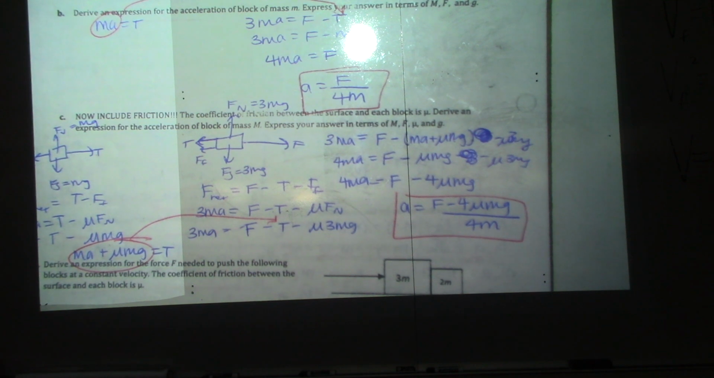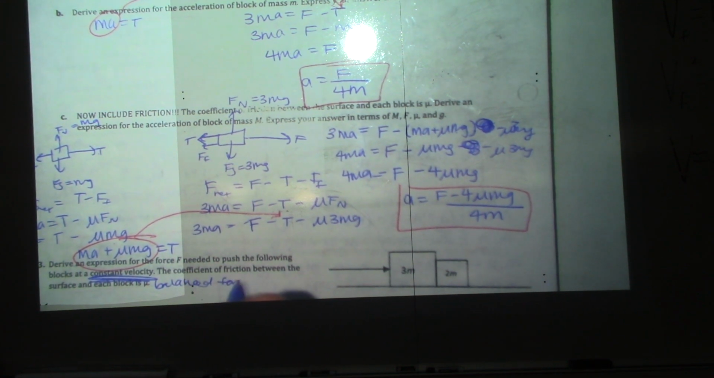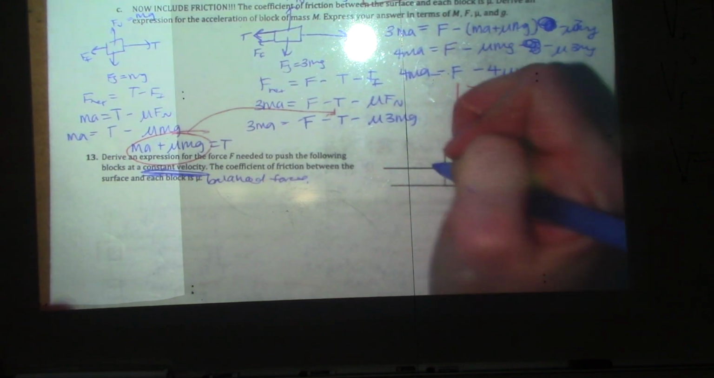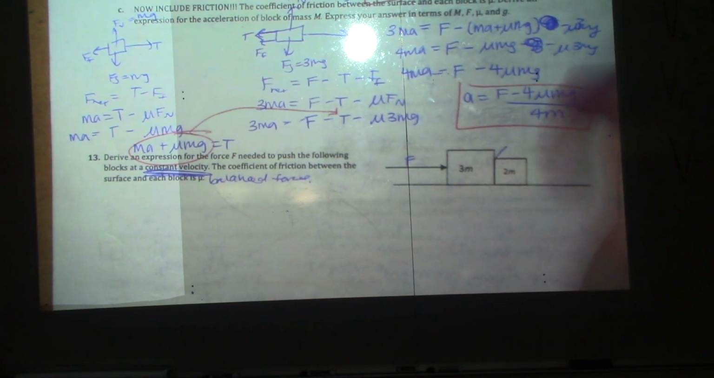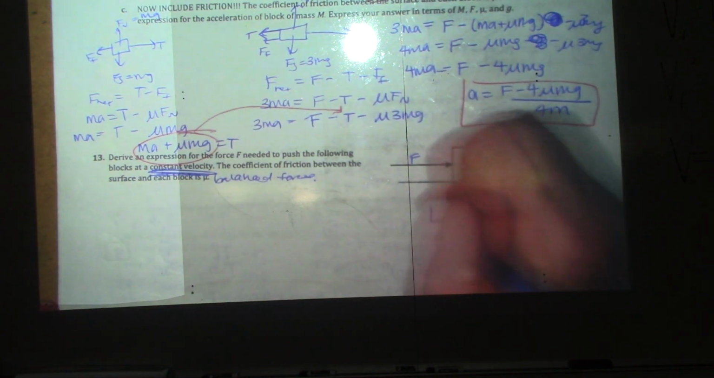And lastly, we want an expression for the force needed to push the falling blocks at constant velocity. As soon as you see constant velocity, I would think, okay, balanced forces. When you draw your free-body diagram, they should all be equal. I'm going to call this some F, it told me to. I know that there's friction. I also know that there's some force between them, so I'm going to call this F box. So let's draw our free-body diagram.